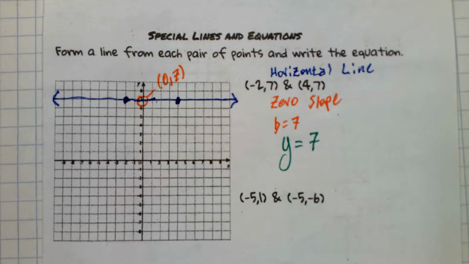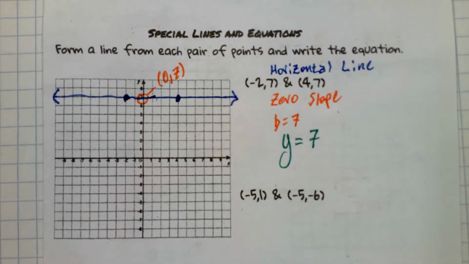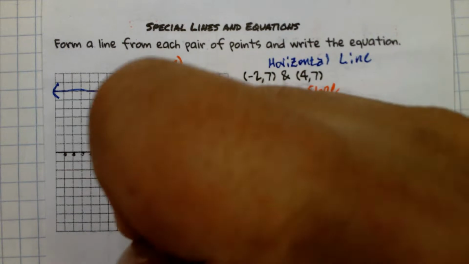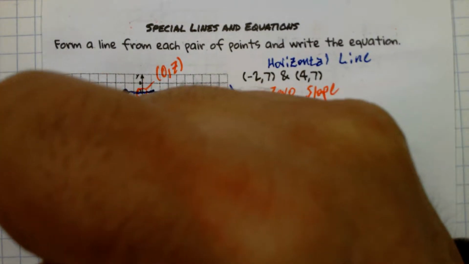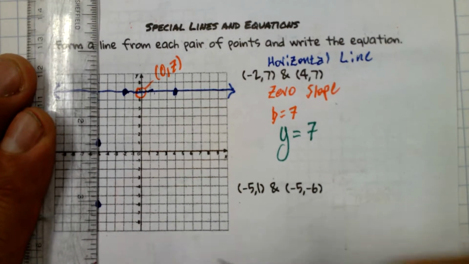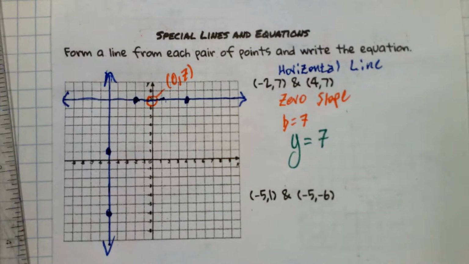Okay? Let's graph the next one. -5, 1, and -5, -6. So -5, 1 is right here. -5, -6 is 1, 2, 3, 4, 5, 6, right there. So this line is definitely not horizontal, it's vertical. And vertical lines never cross the y-axis. So this line is a vertical line.